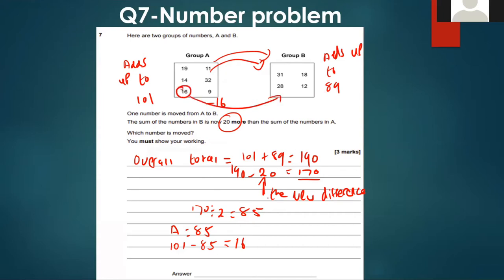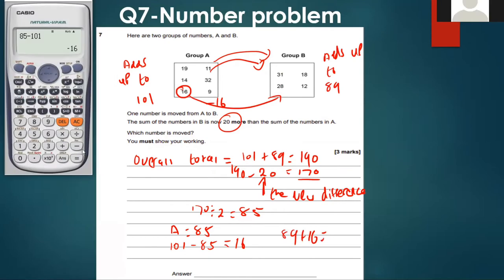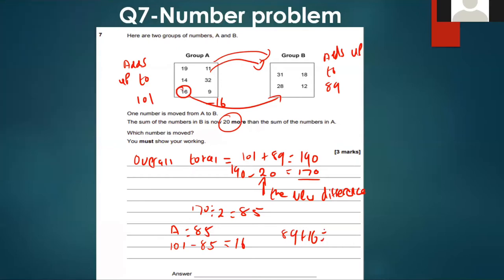So actually, here, if we look at group B, this adds up to 89, okay? But 89 plus 16, well, again, it's calculated. Oh, sorry, guys. 89 plus 16 gives me an answer of 105. So my B is now 105, okay? So if I now look at my difference, 105 is 20 more than that. So A is equal to 85 and B to 105.